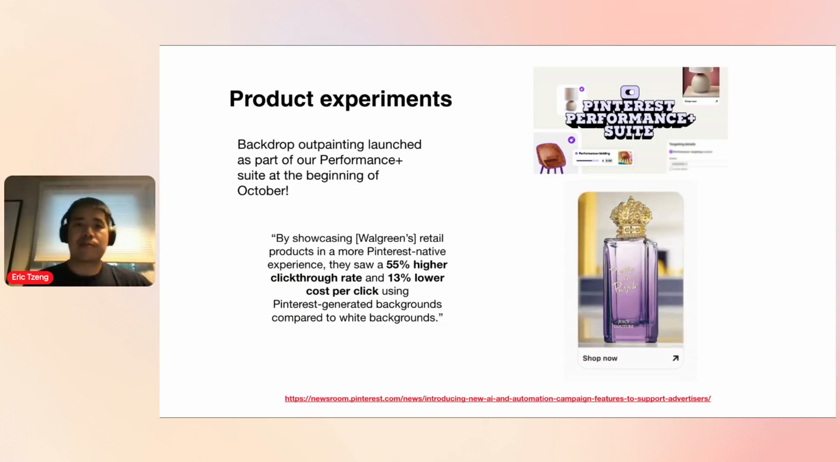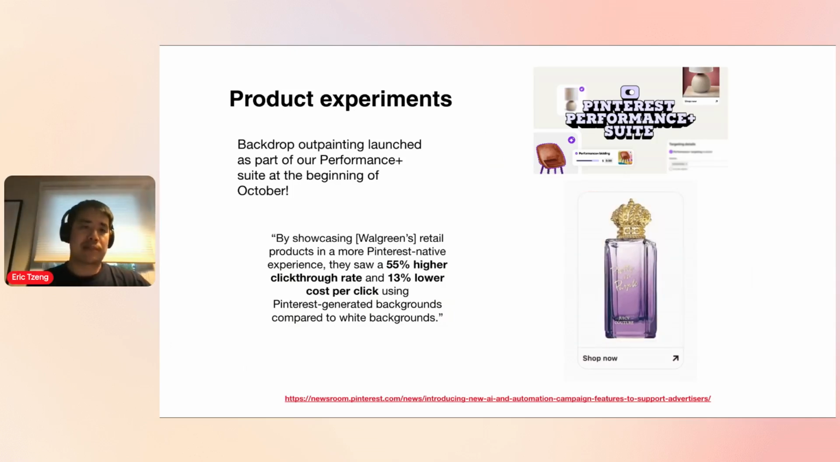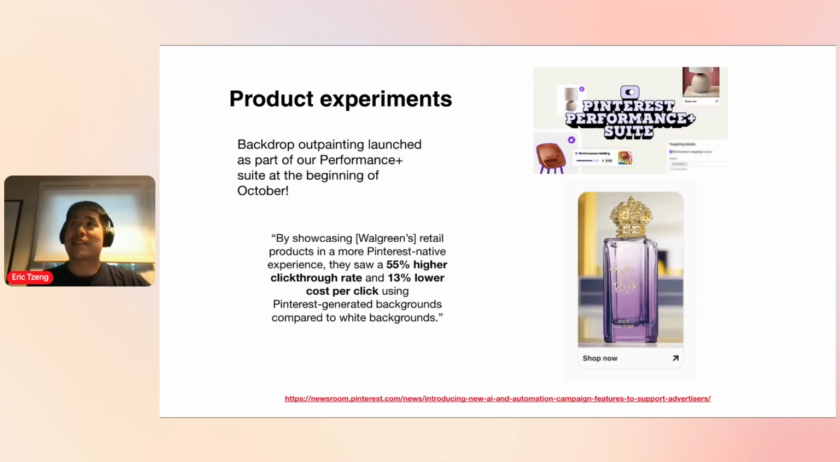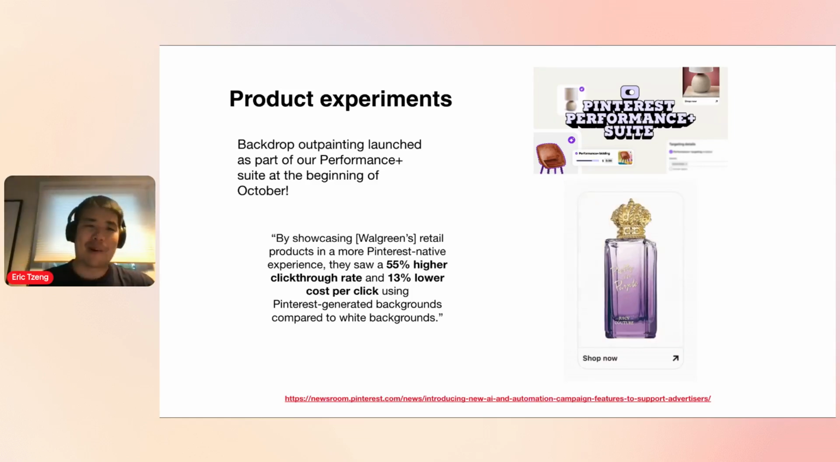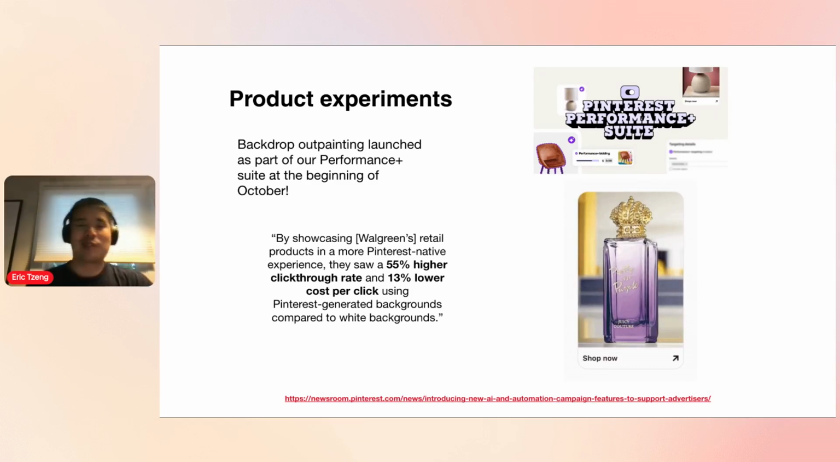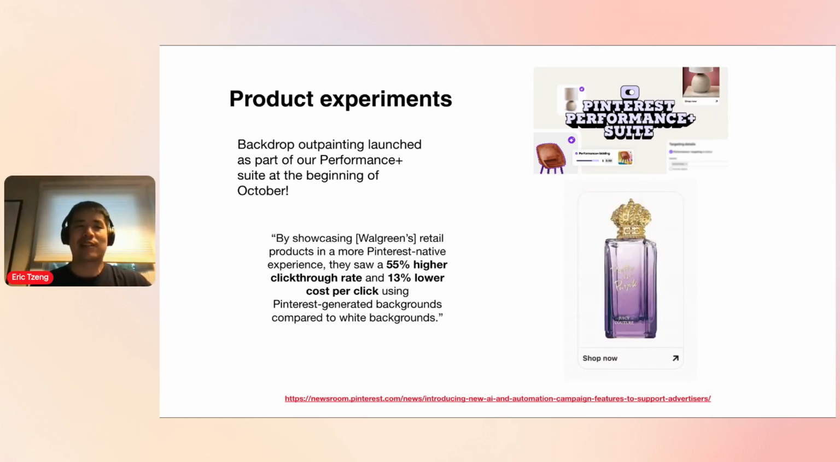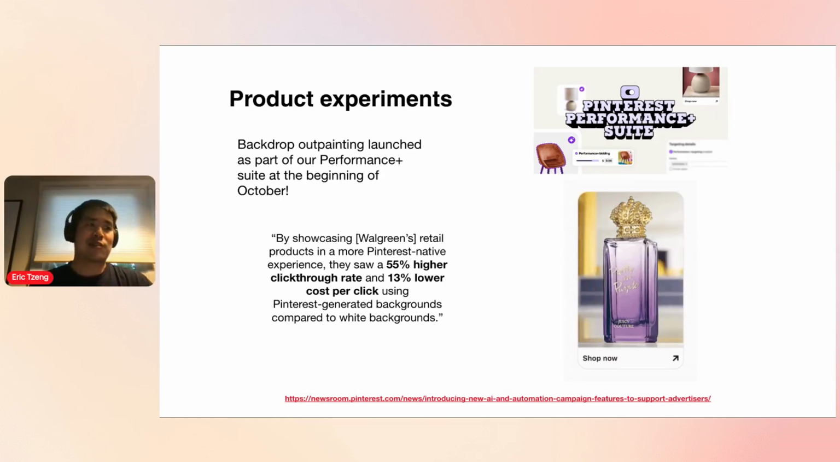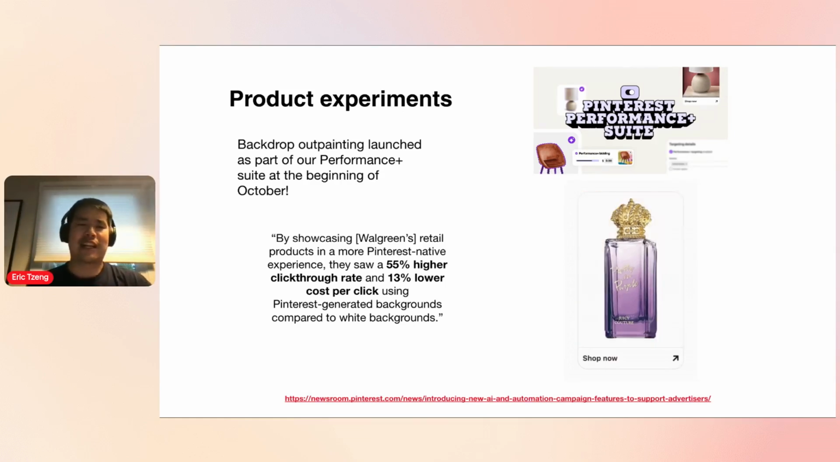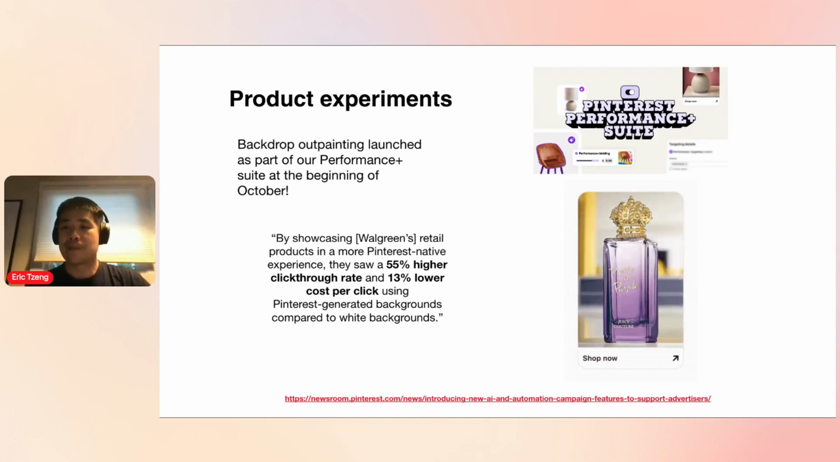And so, as I alluded to before, we actually launched this as part of the Performance Plus suite at the beginning of October. We saw some pretty impressive results from initial trial runs. And so we're hoping that this works well for all of our partners, but even just in the case of this one case study with Walgreens, where we saw a 55% higher click-through rate and 30% lower cost per click. And so we think that there's a lot of potential for this. We're going to keep iterating and improving in order to make this better and better.